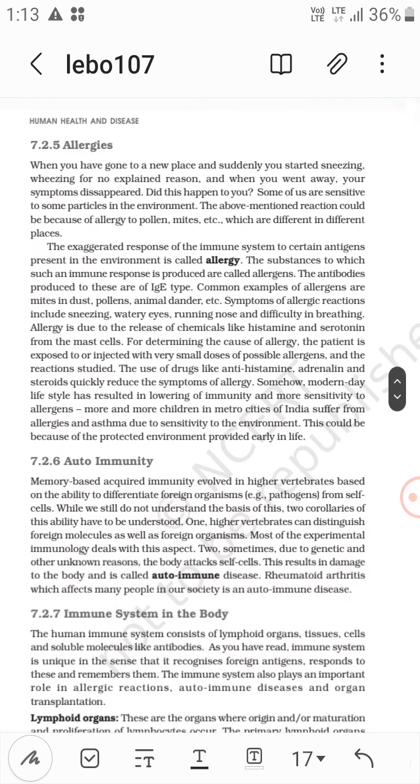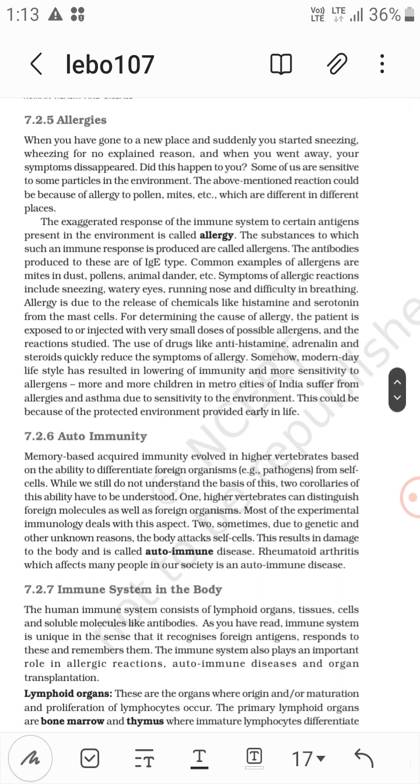Now we are going to study allergy. Suppose you have gone to a new place and suddenly you start sneezing and wheezing for no explained reason, and when you go away your symptoms disappear. This is because you are sensitive to some particles in the environment. The above mentioned reaction could be because of allergy to pollen and mites, which are different in different places.